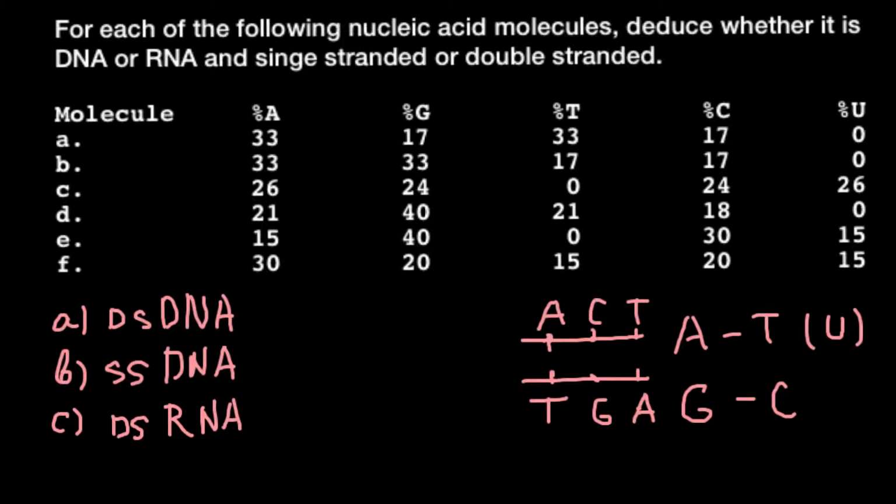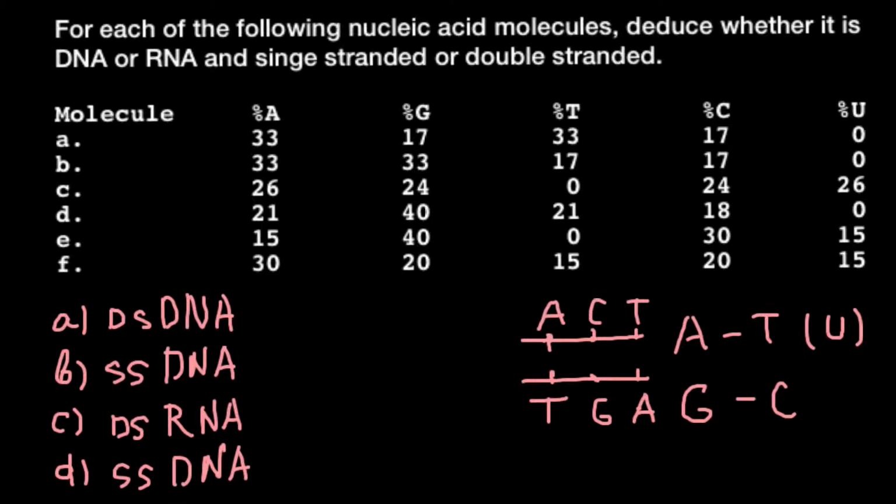And D, we have here 21 adenines and 21 thymines. We have 40 guanines, and we have 18 cytosines. That means that this pair doesn't match, and that means that this is DNA but single-stranded. So D would be single-stranded DNA.